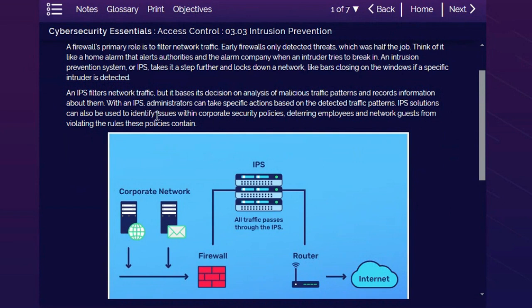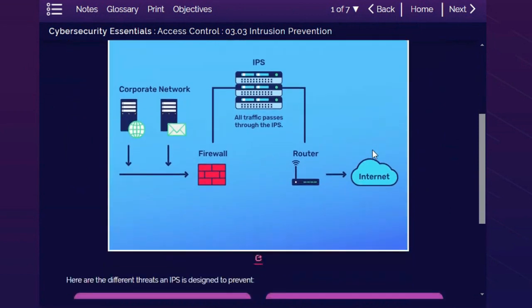So an IPS, intrusion prevention system, filters network traffic, but it bases its decision on an analysis of malicious traffic patterns, and it records information about them. With an IPS, administrators can take specific actions based on detected traffic patterns. IPS solutions can also be used to identify issues within corporate security policies, deterring employees and network guests from violating the rules that these policies contain.